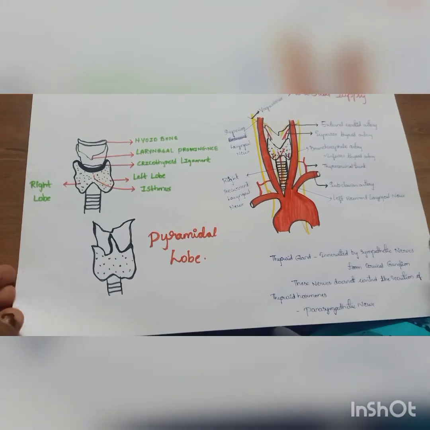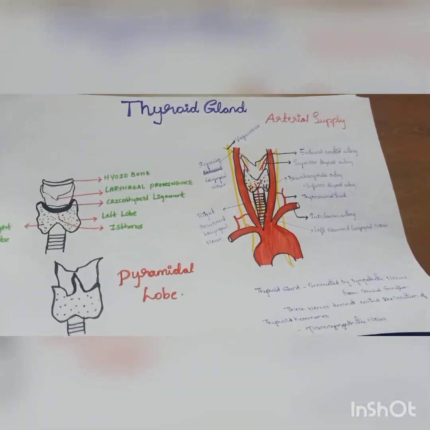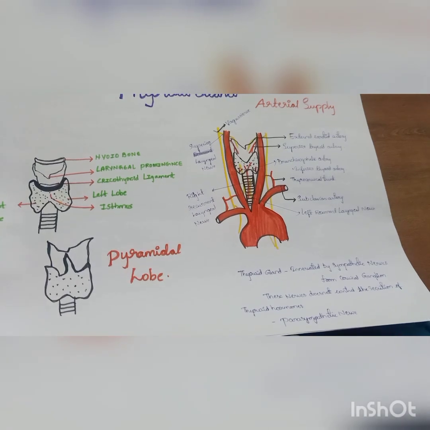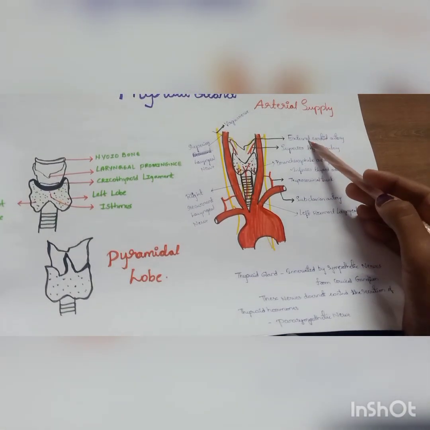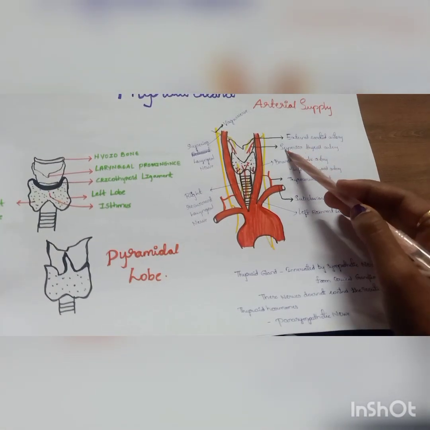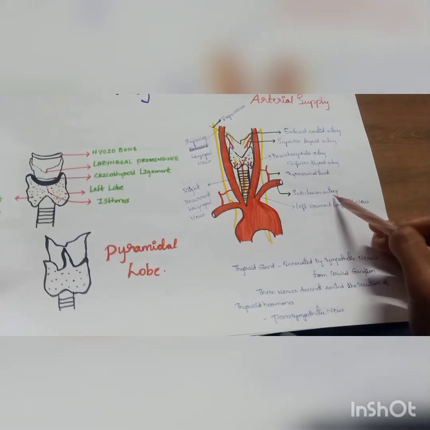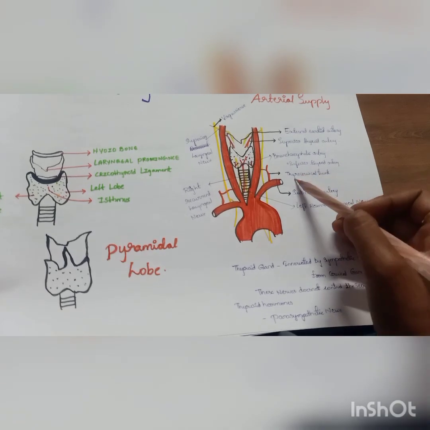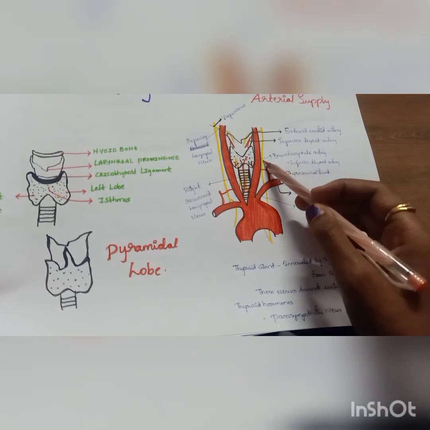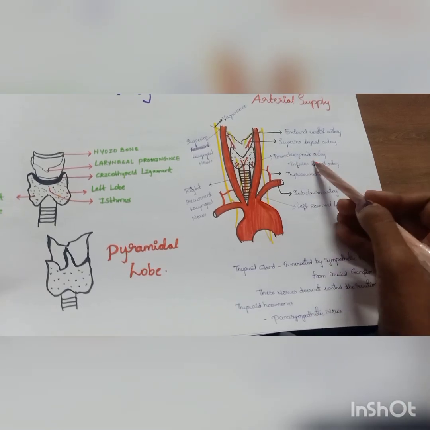So coming to the arterial supply of the thyroid gland, we have a branch of the external carotid artery, that is the superior thyroid artery, and we have a branch of the subclavian artery, and that is the inferior thyroid artery, from the thyrocervical trunk and brachiocephalic artery.